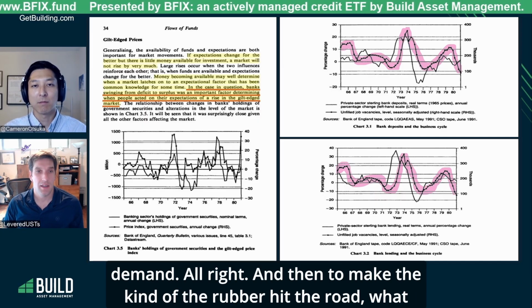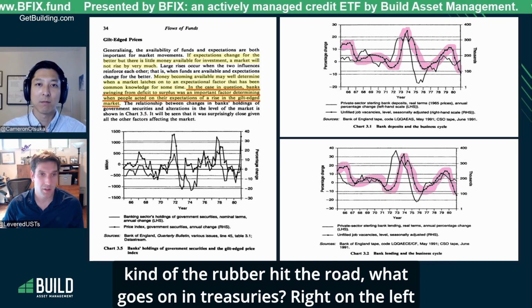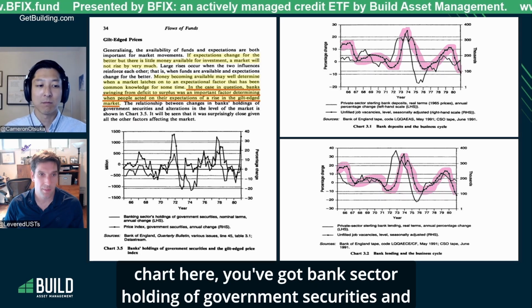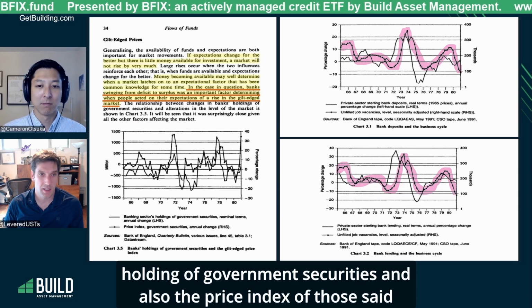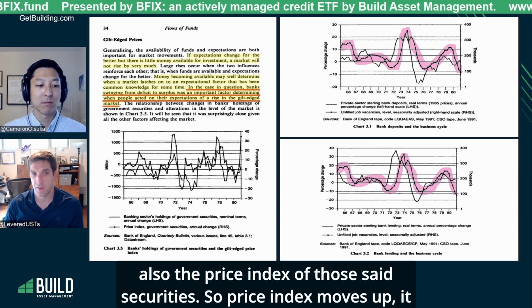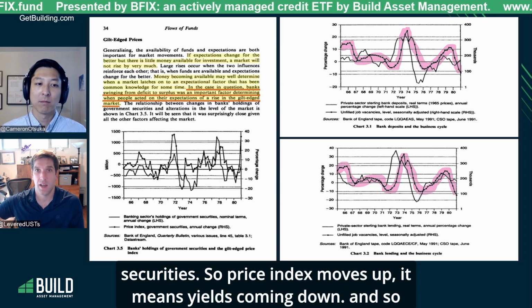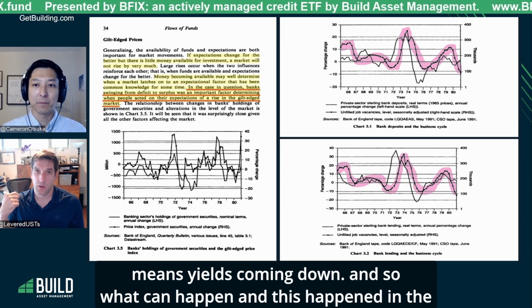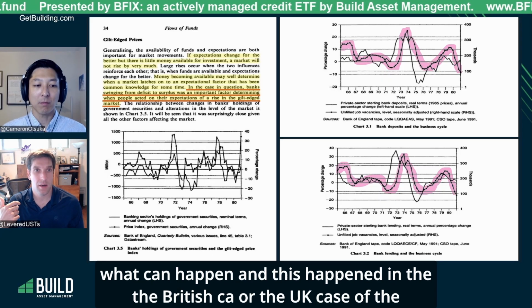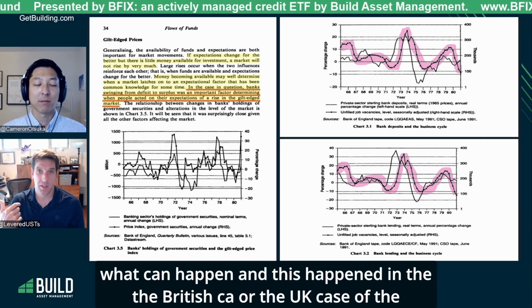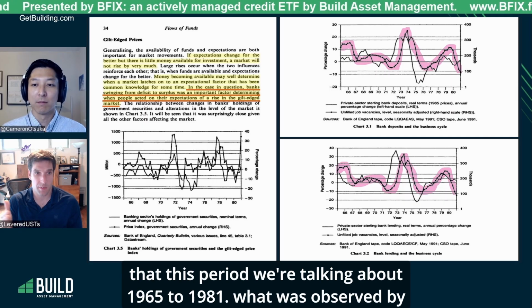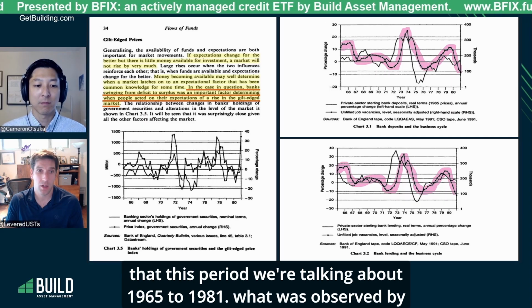And then to make the rubber hit the road, what goes on in treasuries, right? On the left chart here, you've got bank sector holding of government securities and also the price index of those securities. So if the price index moves up, it means yields are coming down. And what can happen, and this happened in the British case, the UK case of this period we're talking about, 1965 to 1981.